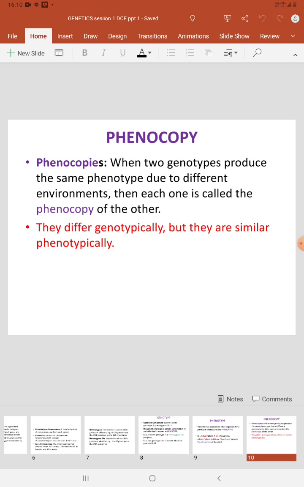In Drosophila, the normal wild type, the body color is brown, and there are many mutants, and one of the mutants has a yellow body color. So normal wild type is brown colored, and there are very many variants. One of the mutants has a yellow body color. When a normal wild type larva is fed with the normal diet, it grows into a normal brown bodied fly.